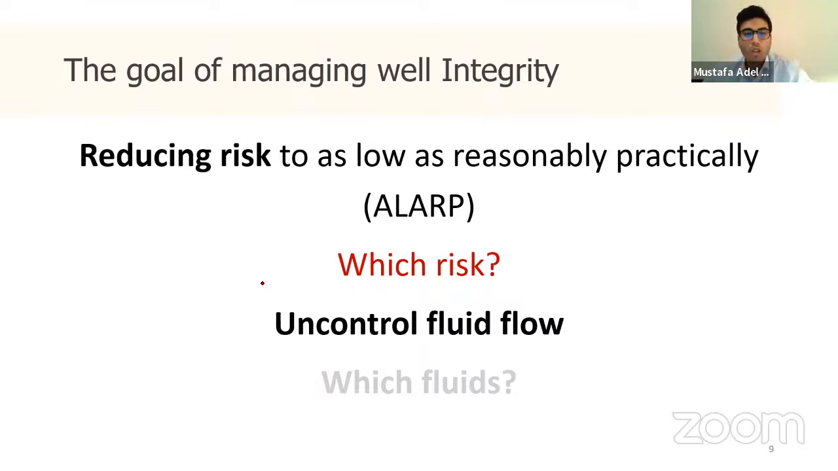Any uncontrolled flow of fluids in the well, between the formations in the well or from the producing formation to the surface, or from the injection, for example, even in an injector well, we inject into formation X, but water goes to formation Y, then this will suffer as a well integrity problem.